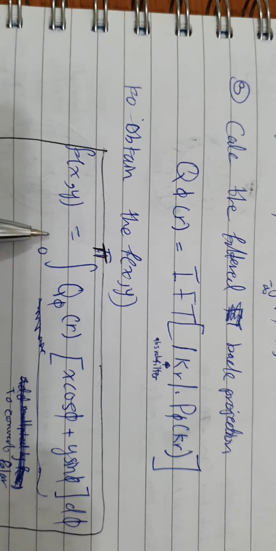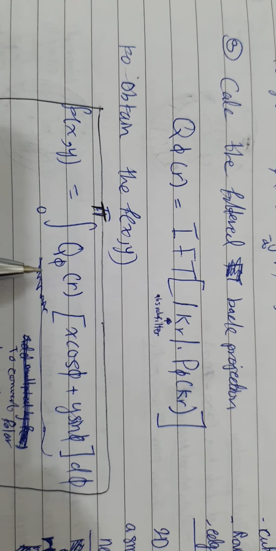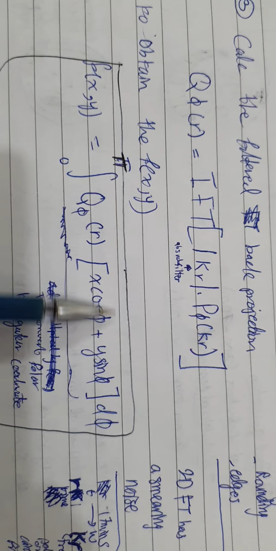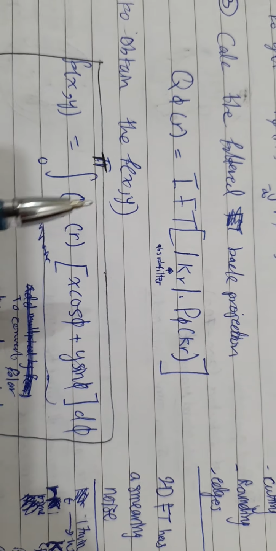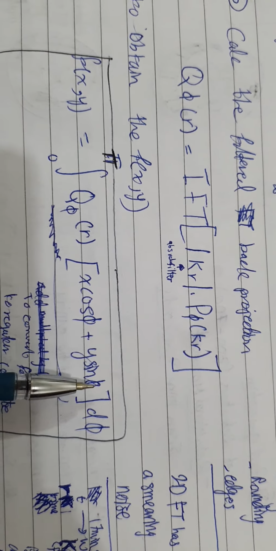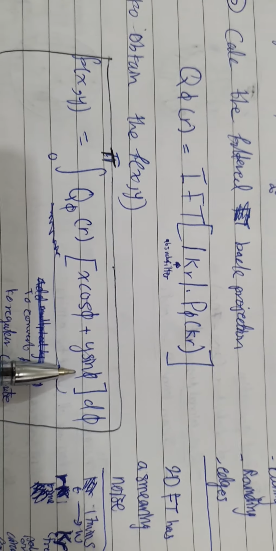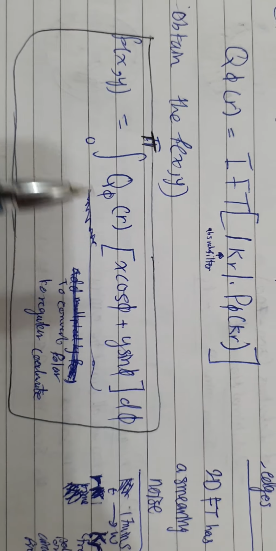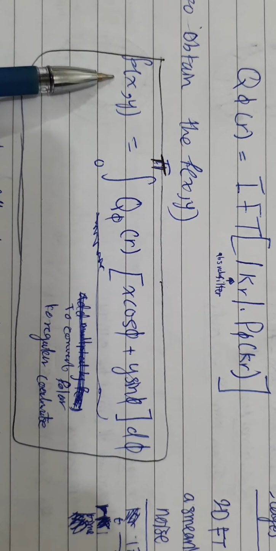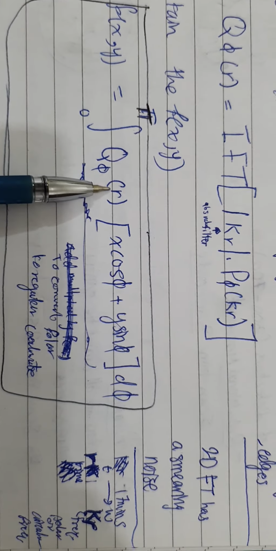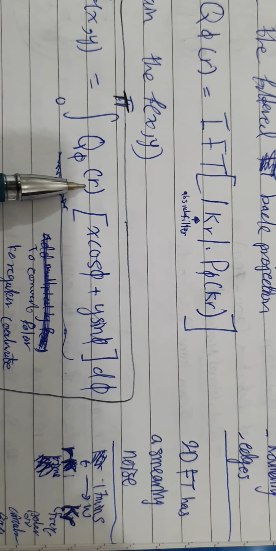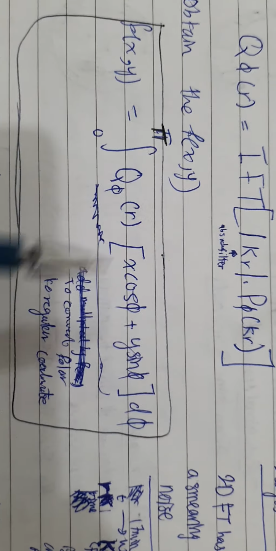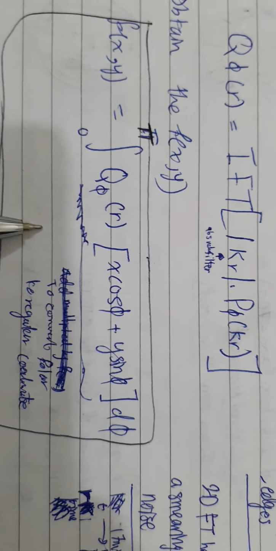F of xy equals the integral from 0 to pi of Q phi of r d phi. And why did we use this here? Well, this is to convert it back from the polar form back to the regular form or coordinates, because f of xy, you can see here that it's a Q, it's a phi and an r. See, this is with respect to phi. So you are in the polar form right now and you want to go back to the regular form.